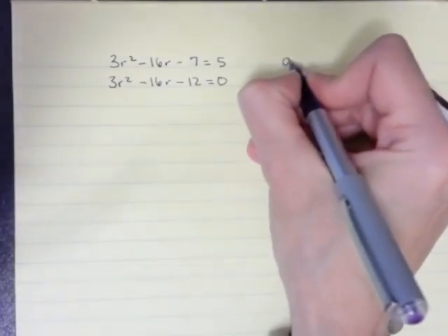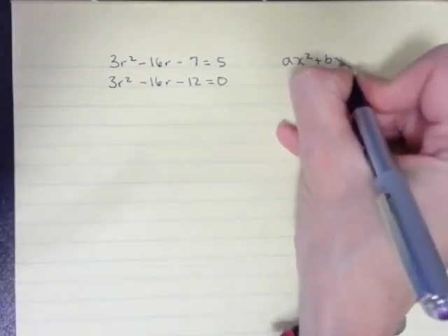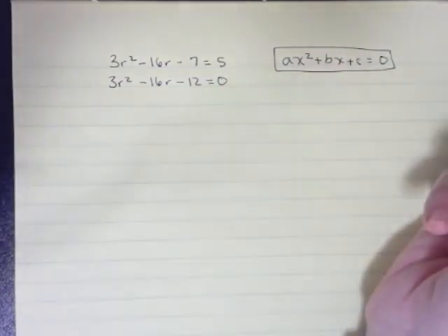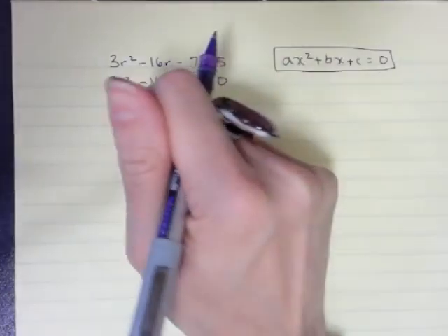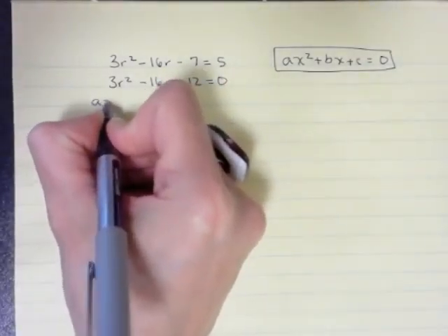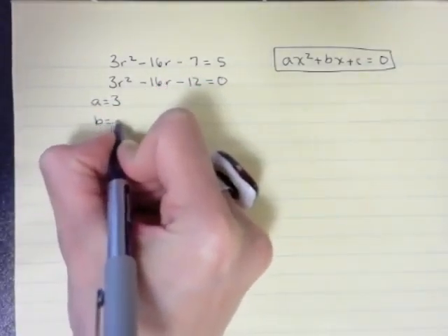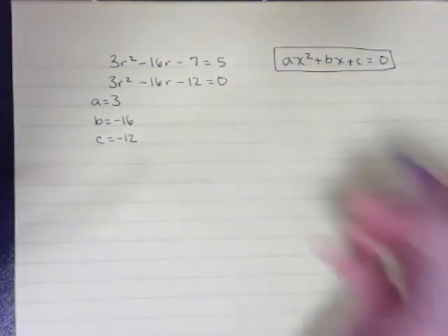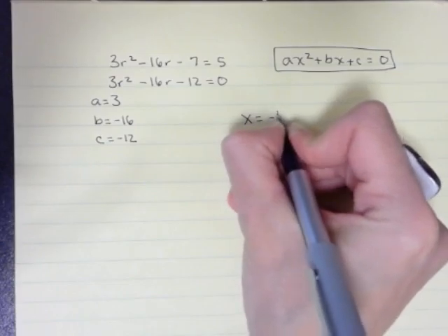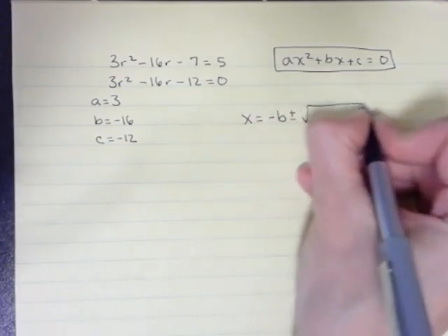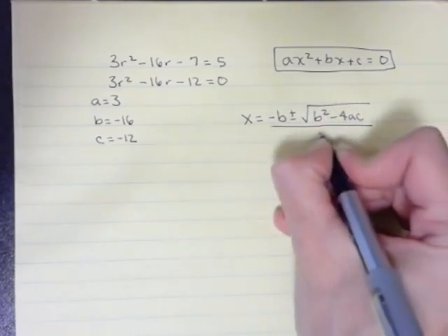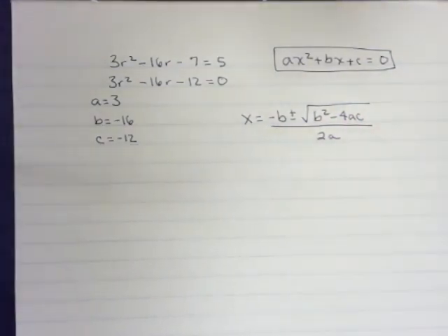Again with the formula, ax squared plus bx plus c equals 0 is not the formula. It's the standard form of a quadratic equation. So knowing that, I can identify my a, which is 3, my b, which is negative 16, and my c, which is negative 12. So the formula is x equals negative b plus or minus the square root of b squared minus 4ac all over 2a. And that's something I just have to memorize, that formula.